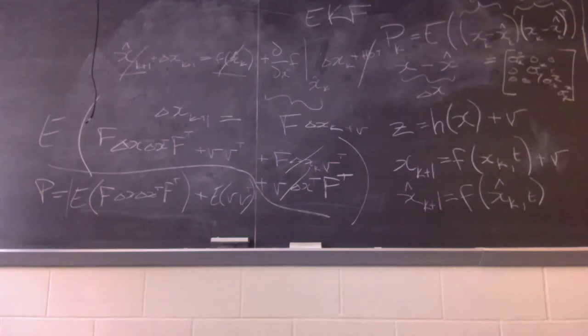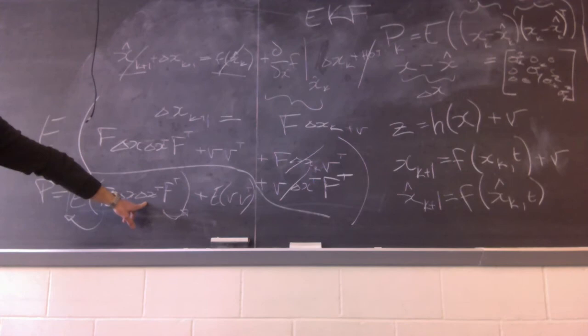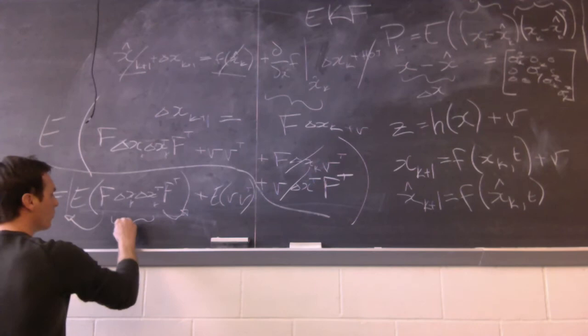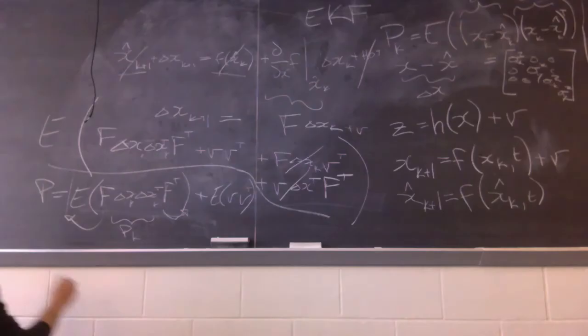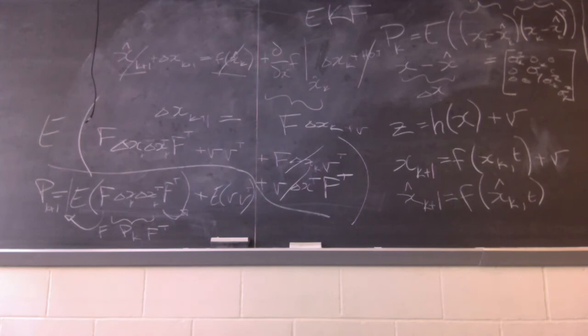Cool. Almost there. F's are constant here, so we can just scooch those to the outside. And then we're just left with the expected value of this, and that's dx of k. Remember, this is all in terms of this little k. So wait a minute. That right there is just the covariance at k, and this is k plus 1. So all we have is just f times that, f transpose.